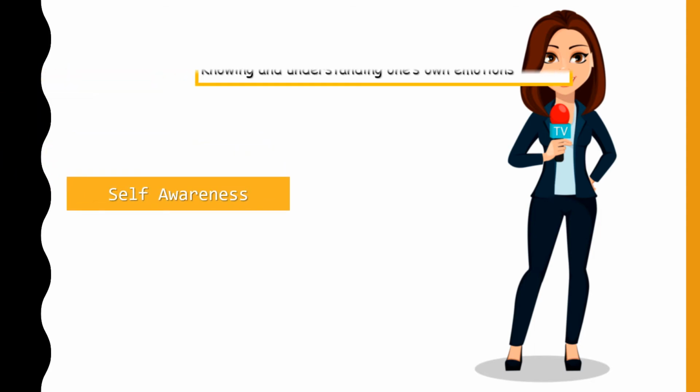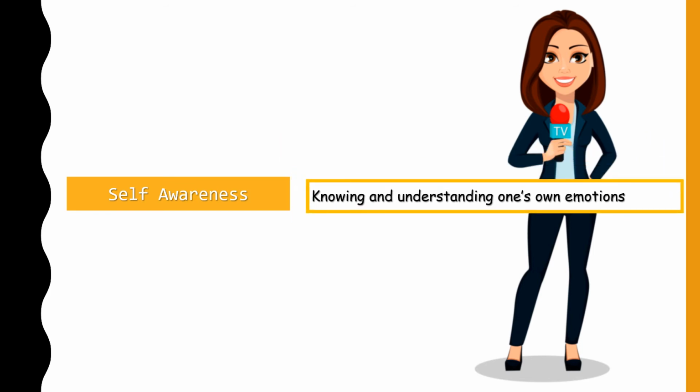Self-awareness. Self-awareness is basically knowing and understanding one's own emotions. So when you're self-aware, you know yourself, what makes you angry, what makes you sad. You're aware that you could be a little bit of a hot-tempered person sometimes, perhaps. So knowing and understanding your own emotions is the first step of being emotionally intelligent, being self-aware of yourself. The word self-aware means being aware of your own self.